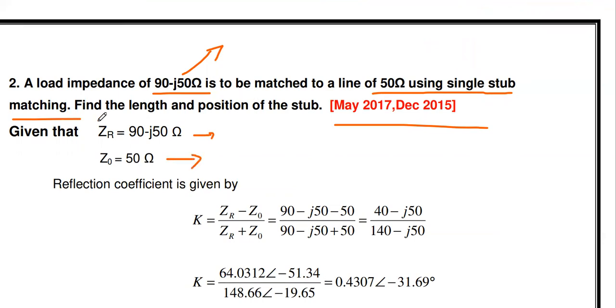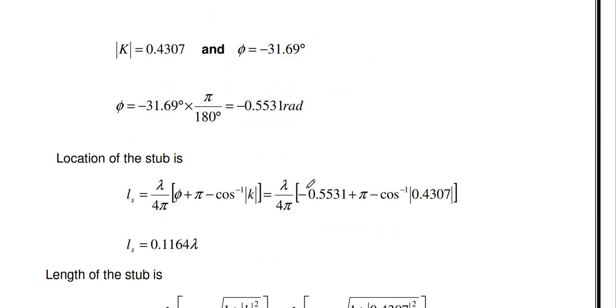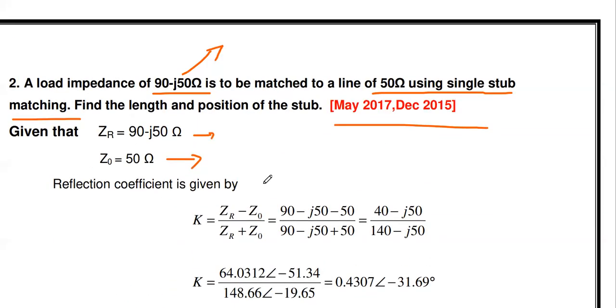But here the load ZR is given in complex form, 90 minus j50, and the characteristic impedance is real, 50. If the load impedance is a complex quantity, then to find the location and length of the stub, the first formula is not suitable. We have to use the location and length of stub in terms of the reflection coefficient. So first we have to find the reflection coefficient.